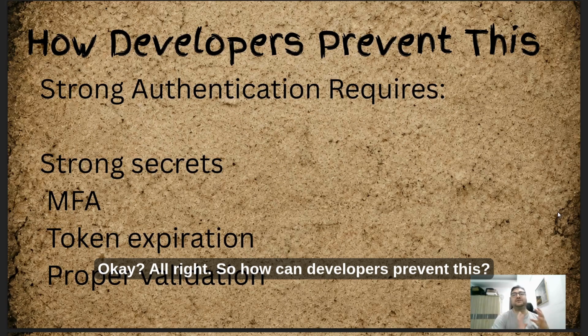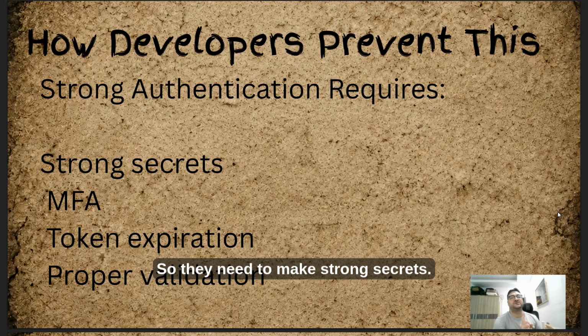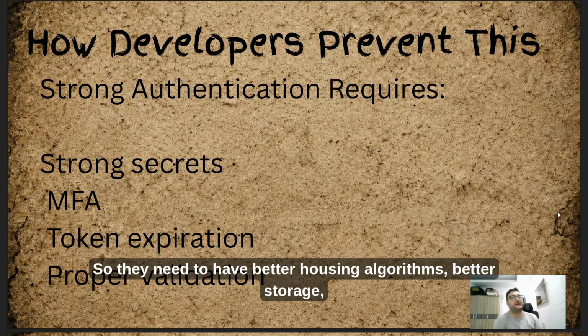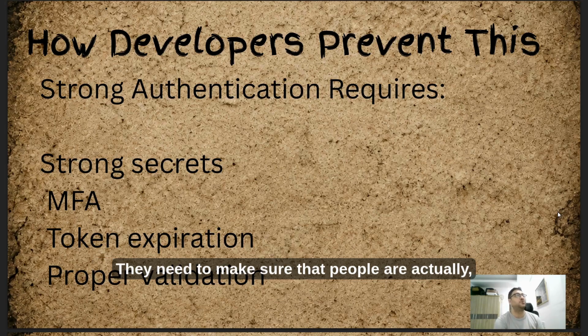All right, so how can developers prevent this? They need to have strong authentication. So they need to make strong secrets. They need to come up with better hashing algorithms, better storage, stuff like this. Or they need to implement MFA into the code. They need to make sure that people are actually using MFA. It has to be a requirement. Token expiration. That token has to expire. It has to refresh. It has to change. If not, it's going to just become a disaster.